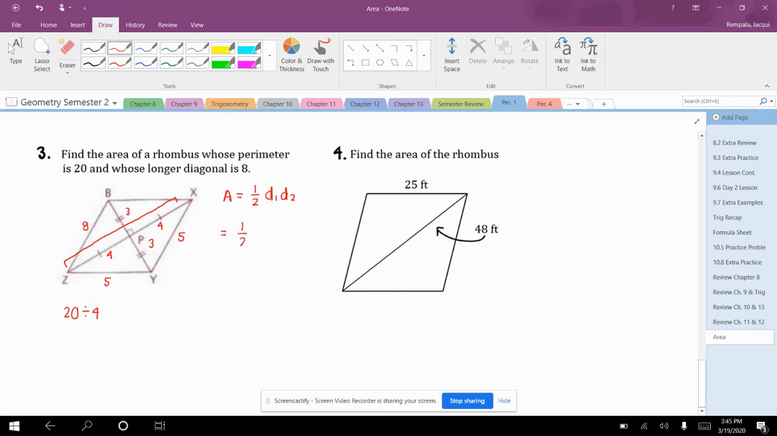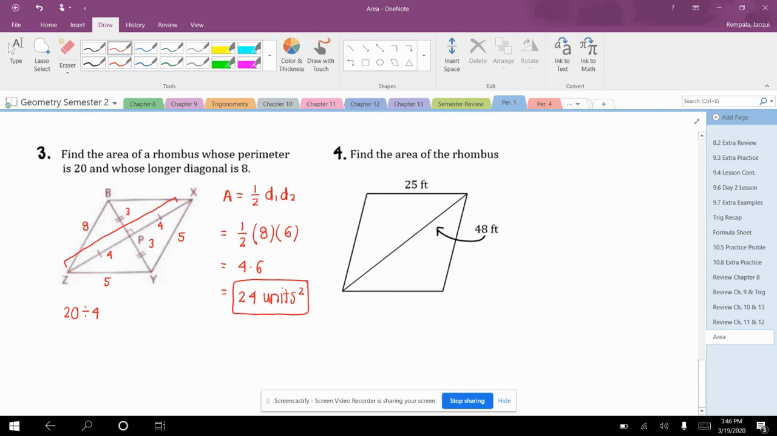So plug those numbers that we have for our diagonals. One diagonal was 8. Notice how it said the longer diagonal is 8, which makes sense then that the smaller diagonal is 6. You can plug in all of that into your calculator, or half of 8 is 4. 4 times 6 is going to get us our answer. 4 times 6 is 24. Just like all our other examples, they didn't give us any units, so I'm going to say units squared. And that's my area.